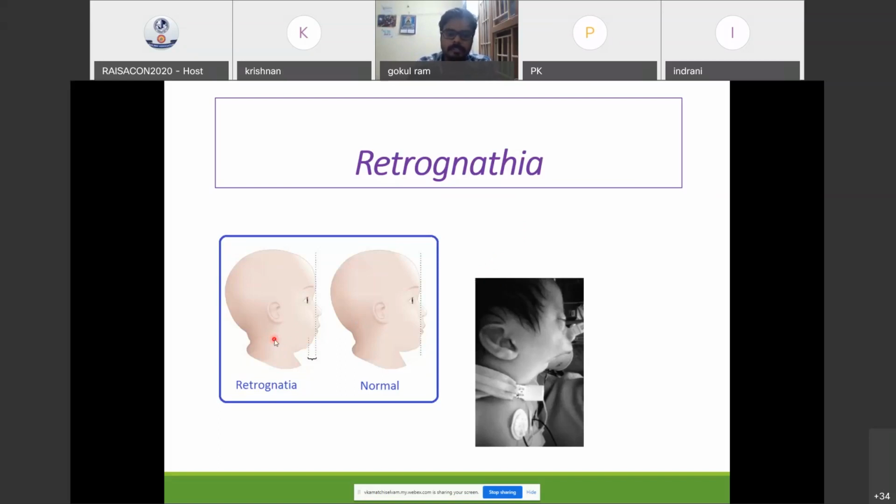How do you measure and say this patient has got retrognathia? We have to see from the upper jaw, sir. So if the mandible is equal to the upper jaw, draw a midline from the. No, just relax. Nothing, don't worry.